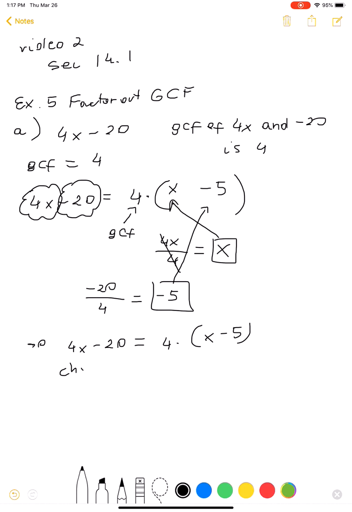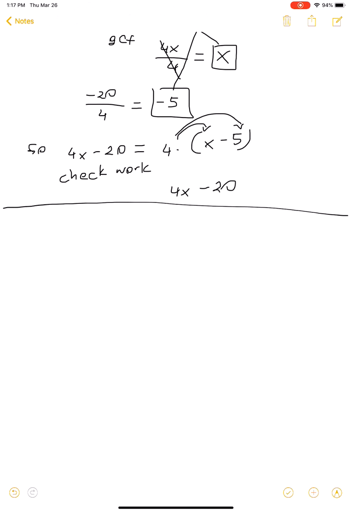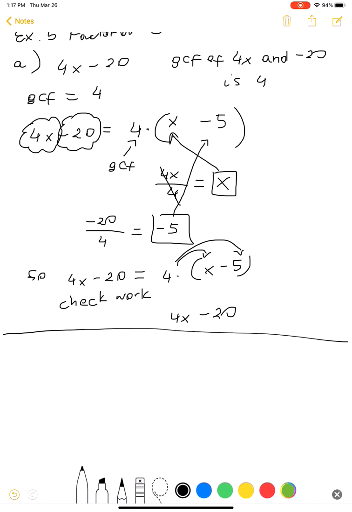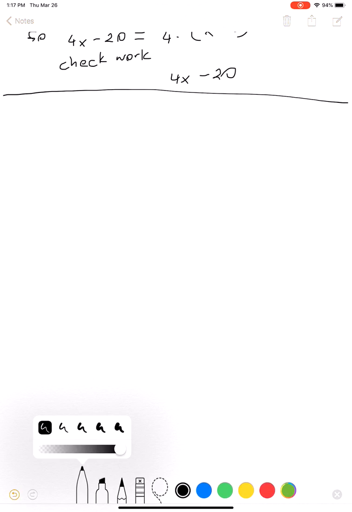And you always can check work. You can do the distribution. It's definitely correct. 4 times x is definitely 4x, and 4 times negative 5, it's definitely negative 20, which is our original example. So that was A. We're going to do B. Okay, let's do B.